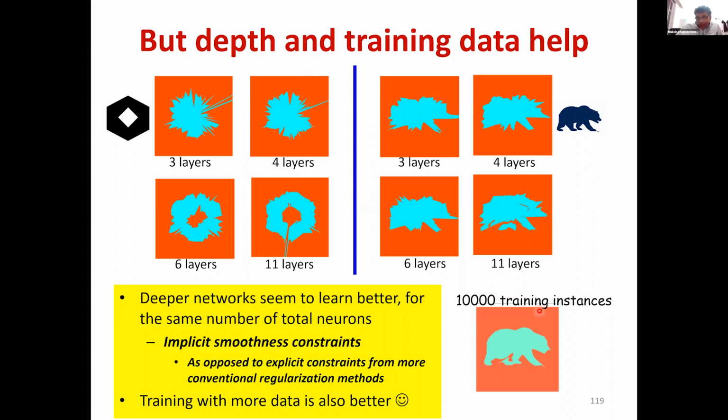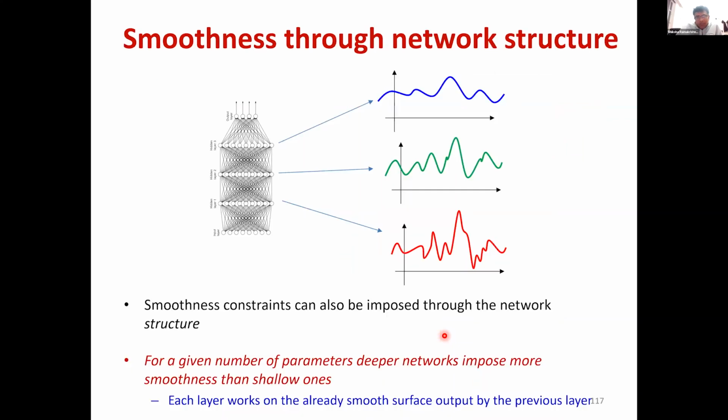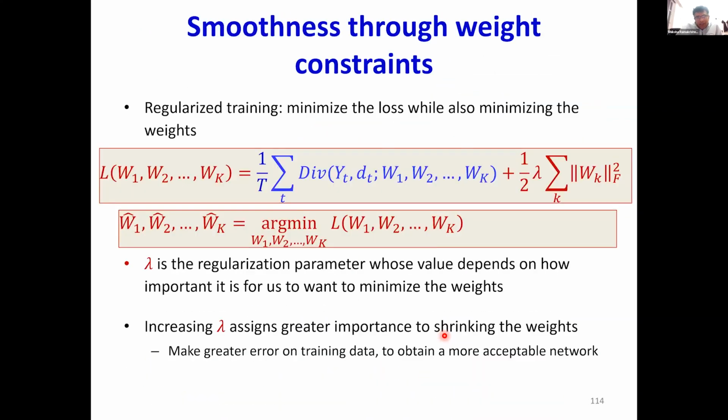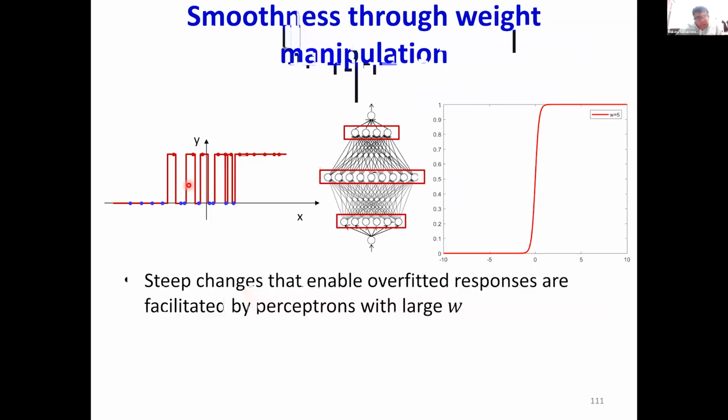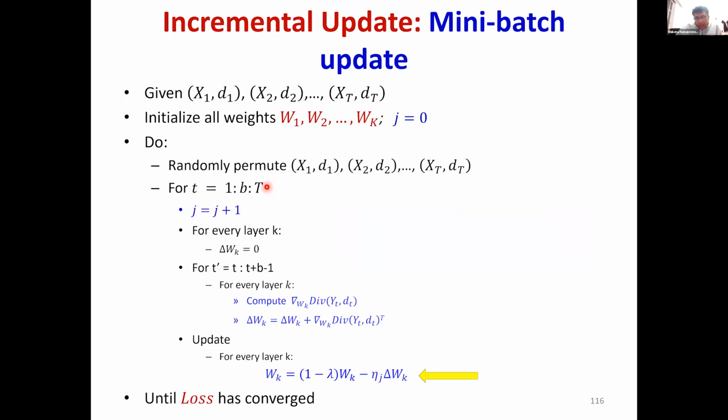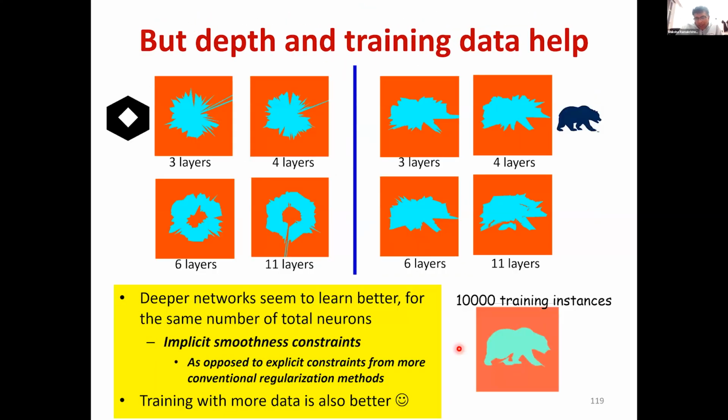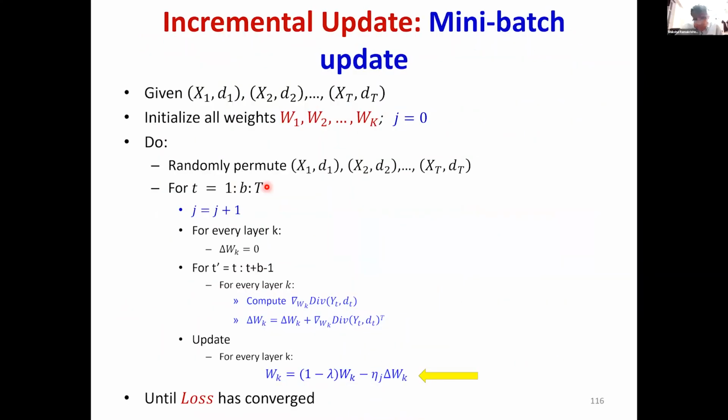Okay. And here's another way of obtaining smoothness. The way to obtain smoothness is to simply have a lot more training data. If you have a lot more training data, then the ability of the network to behave like this gets compromised. And so simply having 10,000 training instances in this example actually gets me the bare outline. But then you're never going to get the kind of training data that would allow you to simply learn the function without regularization in real life.